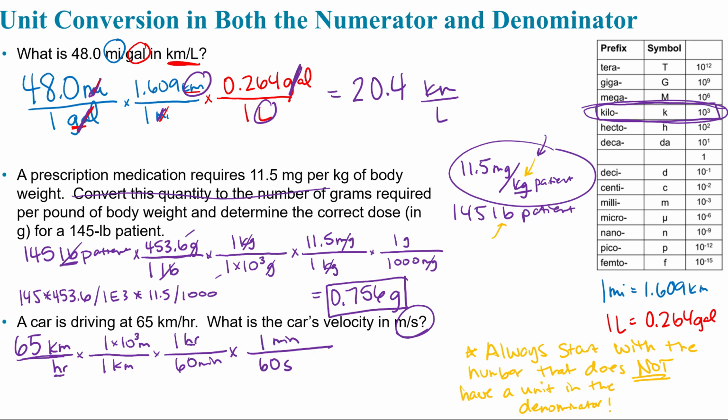So then I'm going to take 65 times 1e to the third divided by 60 divided by 60. And I end up getting 18 meters per second because minutes canceled out with minutes, hour canceled with hour. Kilometers canceled with kilometers. And I'm left with meters over seconds.